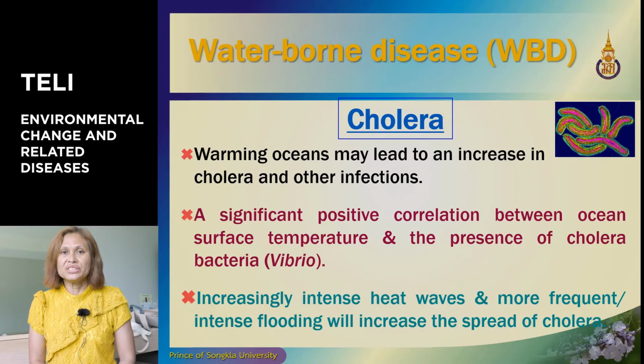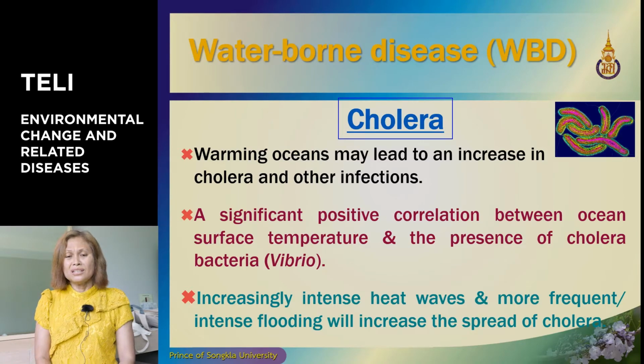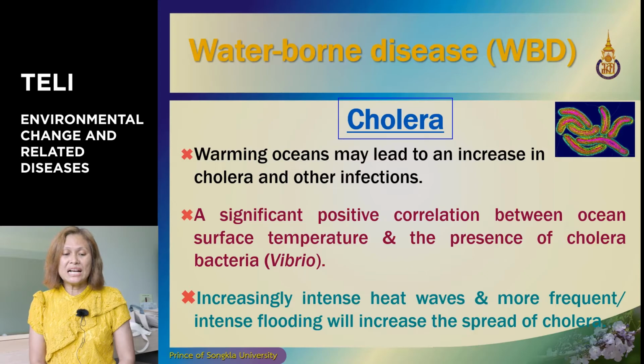The researchers have reported the following data on cholera and environmental change. The first, a warming ocean may result in an increase in cholera and other infections. The second, scientists reported a significant positive relationship between ocean surface temperature and Vibrio occurrence. And the last, more severe heat waves and more frequent and more severe flooding will increase cholera infection.